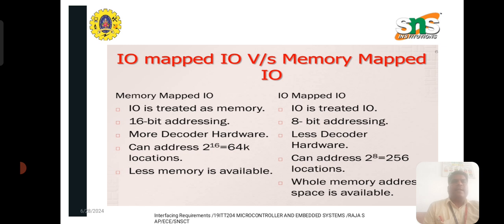Here memory mapped IO means IO is treated as memory. It uses 16-bit addressing, more decoder hardware is needed, and it can address up to 64 kilobytes of locations. Less memory is available. Whereas in IO mapped IO, IO is treated as IO. Here it uses 8-bit addressing, less decoder hardware, and it can address only 256 output ports, and the whole memory address space is available.